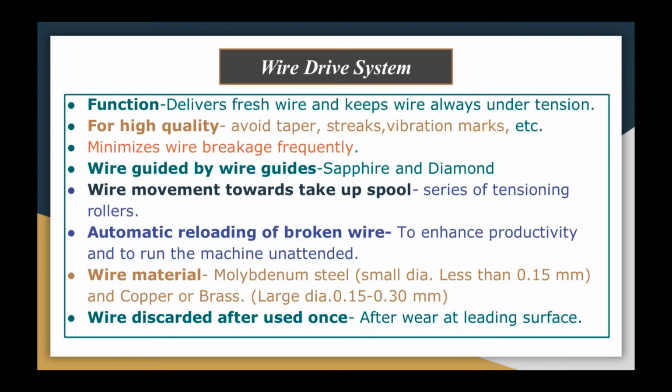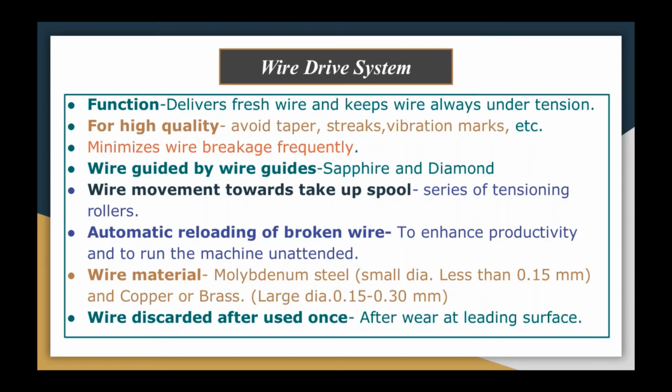Nowadays, the wire EDM system is actually fully automated, and the wire is made up of different metals also. As I have mentioned, the fully automated wire system is there for the automatic reloading of the broken wire. So during machining, to make the machining process unattended and automatic, nowadays automatic reloading of the broken wire is there.